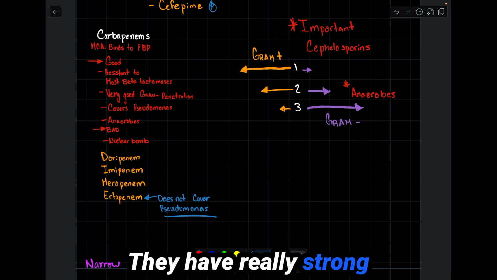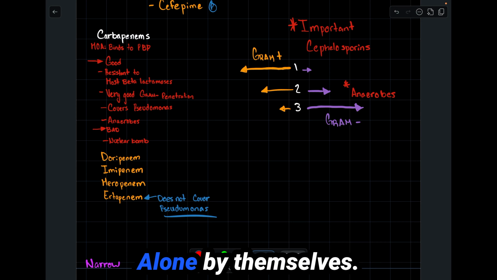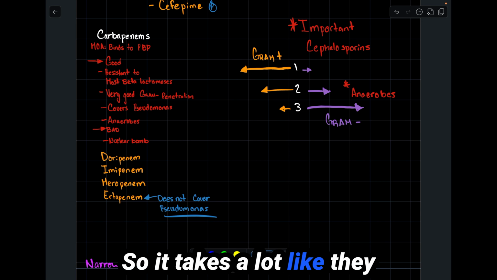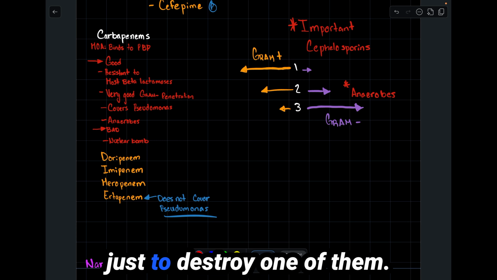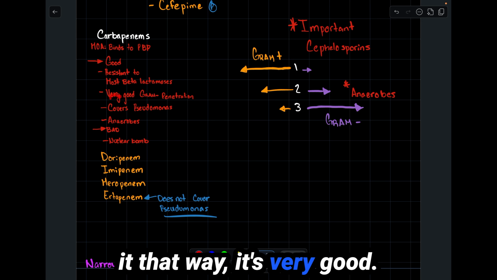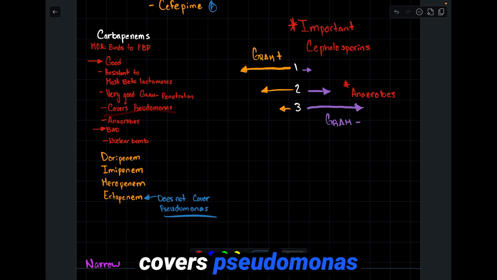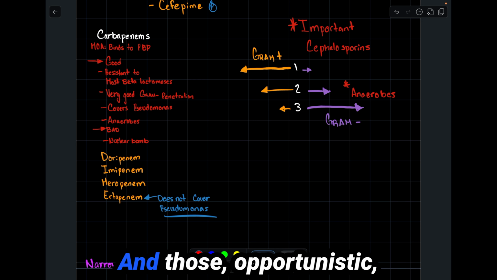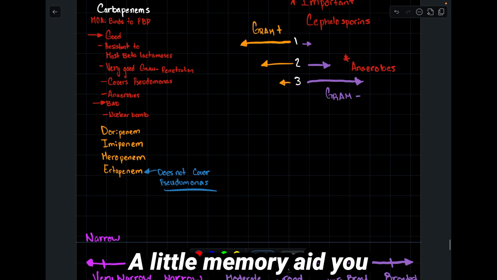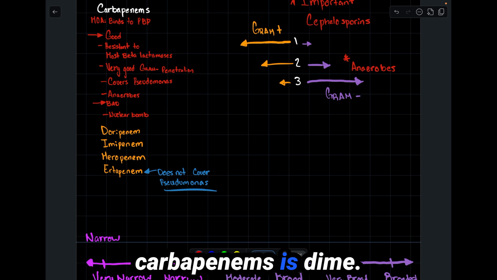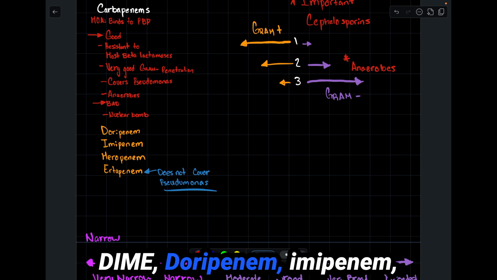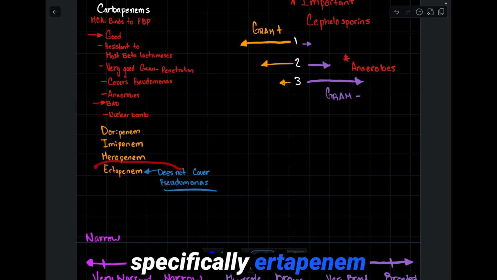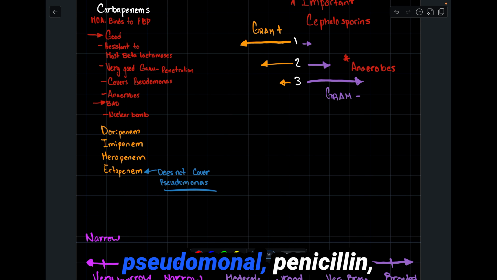They have really strong intrinsic resistance to beta-lactamase. Alone by themselves, it takes a lot of beta-lactamases to destroy a carbapenem. Like the beta-lactamases have to team up on this guy just to destroy one of them, if you think about it that way. It's very good gram-negative penetration, covers Pseudomonas, anaerobes, but it's bad because it's like a nuclear bomb. The whole flora is going to be destroyed, and those opportunistic pathogens are going to take advantage of that. A little memory aid you can use to know the carbapenems is DIME: doripenem, imipenem, meropenem, and ertapenem. Very important: ertapenem specifically does not cover those pseudomonal penicillin binding proteins.